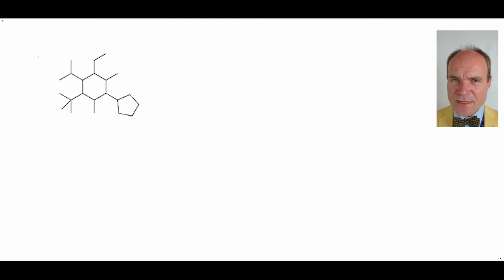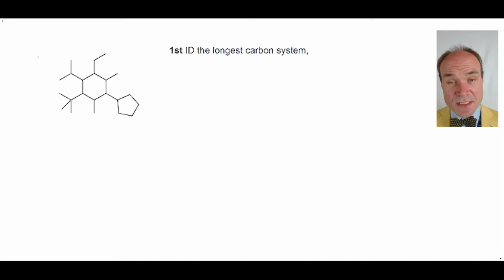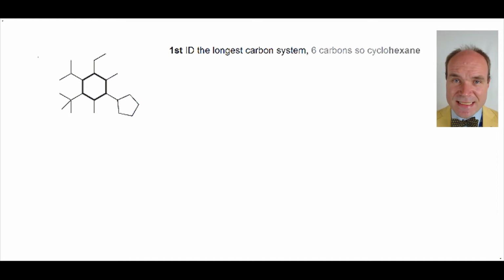Here's a slightly trickier case. We still need to identify the parent system. We have a 5-membered carbon ring and we have a 6-membered carbon ring. So the longest carbon sequence is 6. This 6-membered ring is our parent system, our parent, in this case, ring.